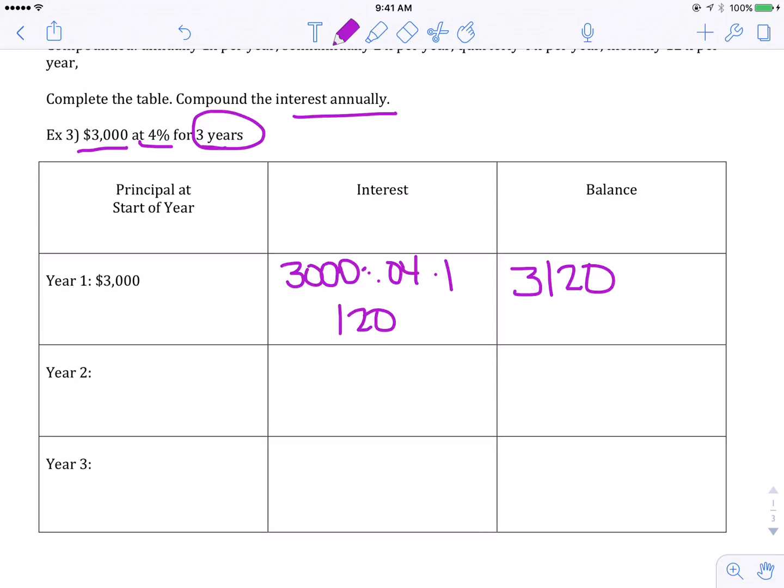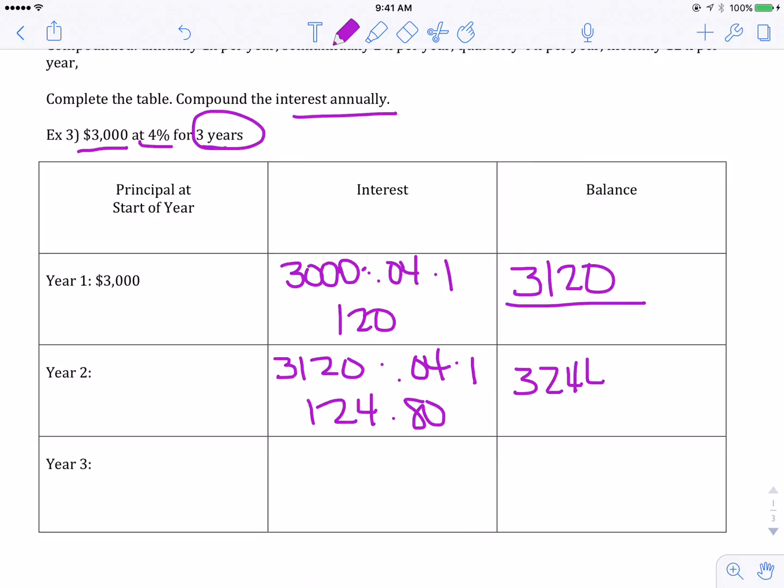The thing is, with compound interest, for the next year when we go to figure interest, we start not with the 3,000, but with the 3,120. So 3,120 times 0.04 times 1, that's going to give us 124.80. So now if I add that back in, I have $3,244.80. And I guess I should have put my dollar signs in there.